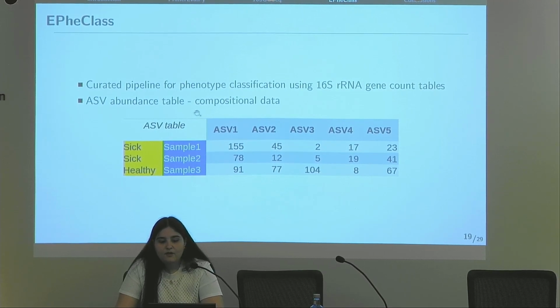This is an example of an ASV abundance table where we can see for each sample its composition depending on how many ASVs of each type it has. For example, sample 1 contains 155 counts of ASV1. This data has a compositional nature.